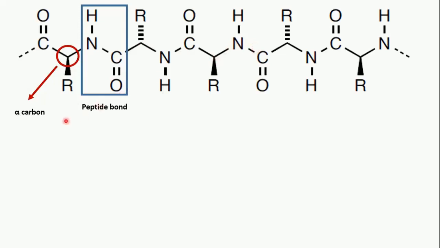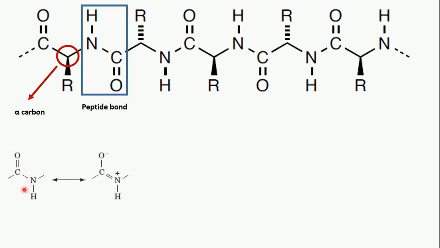So here we can see that on the alpha carbon three things are attached: the previous carbon double bond oxygen, the next NH, and the R group, that is the side chain group, and the hydrogen. In this structure I have not shown the hydrogen, it is self-understood. Now we look at the structure of the peptide bond and we see what is happening.